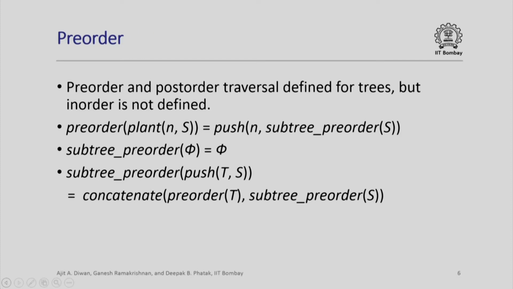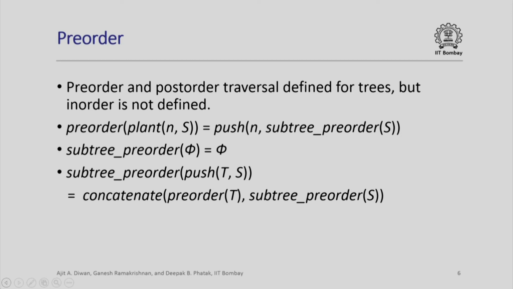Pre-order and post-order traversals can be defined for trees, but not in-order traversal. In-order traversal was defined for binary trees, where we first traverse the left subtree, then the root, and then the right subtree. This was possible because there were only two subtrees, left and right. But here, when you have any number of subtrees, we won't know where to place the root.